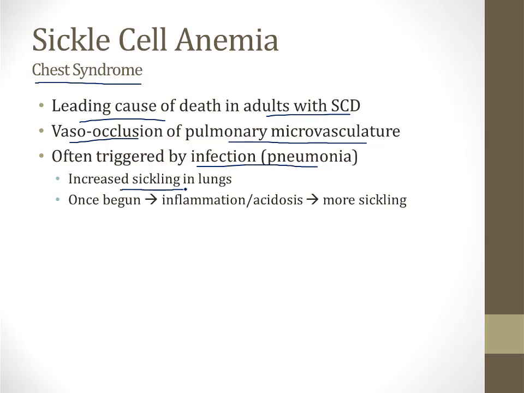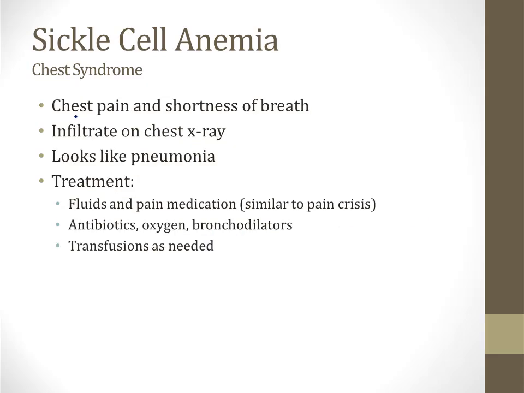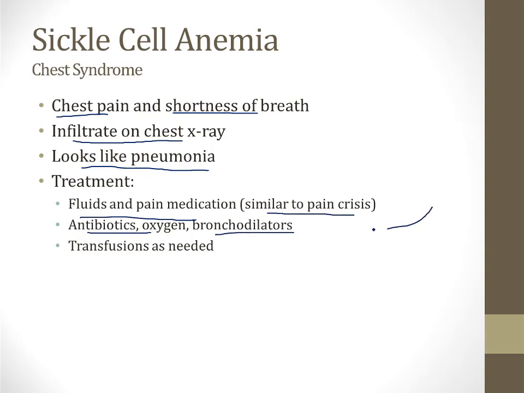Once sickling begins in the lungs, there's inflammation and acidosis, and this leads to more sickling. Sickle cell patients who develop the chest syndrome present with chest pain and shortness of breath. They will have an infiltrate on their chest x-ray, and it can look just like pneumonia, and in fact it's treated with antibiotics because it's hard to tell whether pneumonia is present or not. The treatment involves fluid and pain medications similar to treating sickle cell pain crises, also antibiotics and oxygen and bronchodilators. This is very similar to the treatment of pneumonia, and then finally transfusions are administered as needed to treat the anemia.